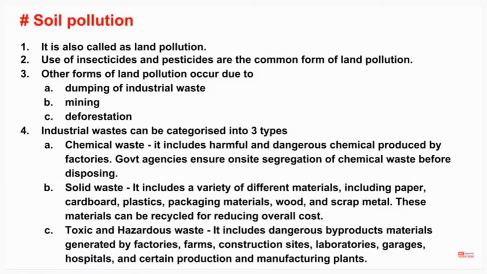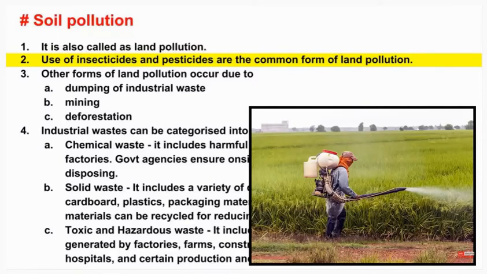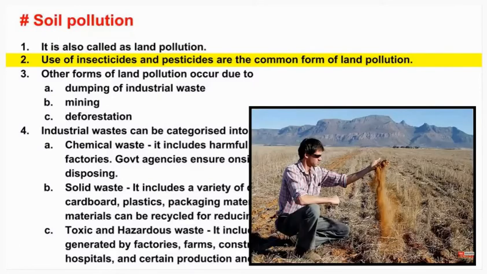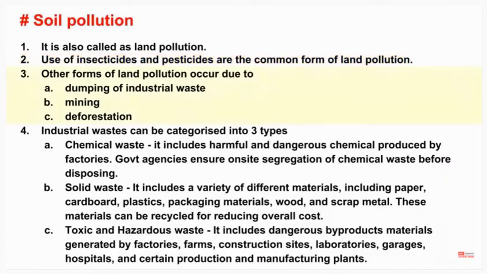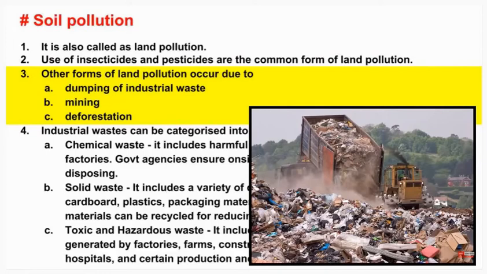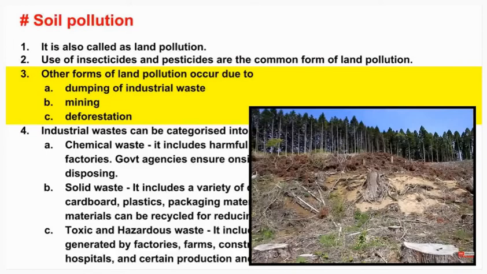The third one is soil pollution. This can also be called land pollution. The most common form of land pollutant you can think of is the use of insecticides and pesticides. Overuse of these chemicals can lead to exhaustion of the nitrogen compounds from the soil, making it unfit for plants to grow. Other forms of land pollution occur due to dumping of industrial waste, mining, and deforestation.